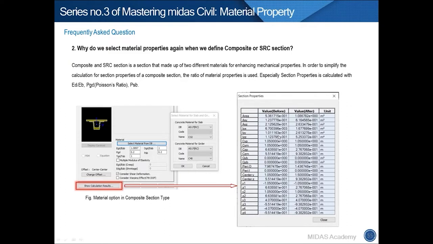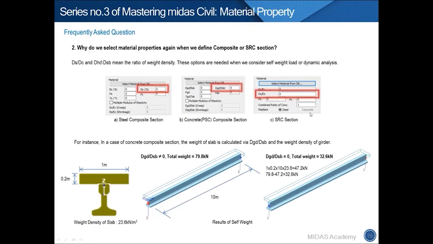So the ratio of elastic modulus, Poisson ratio and weight density is used to calculate the section properties like area, moment of inertia, centroid position of section, etc., after composite work. And this is more description about the ratio of weight density. When we create elements that have a composite section, we can assign only one material to the elements.